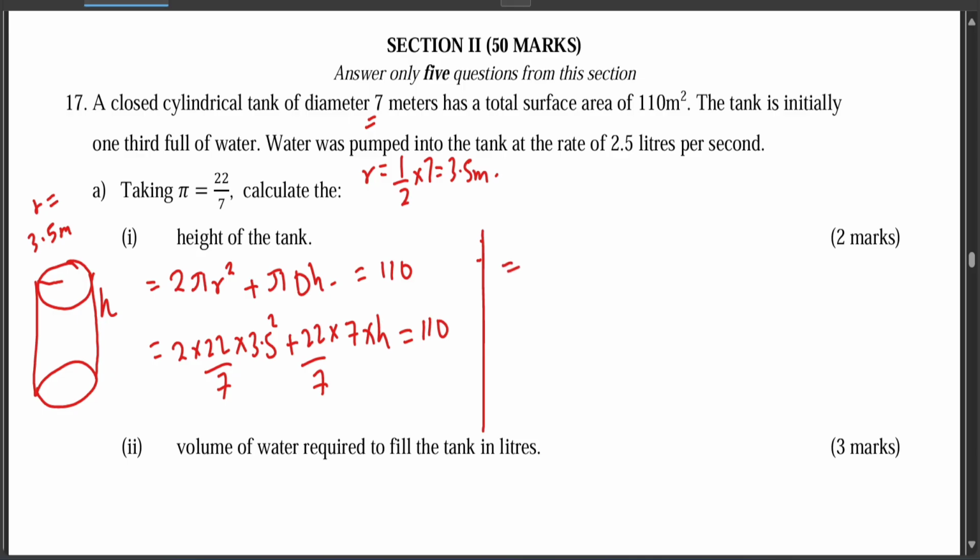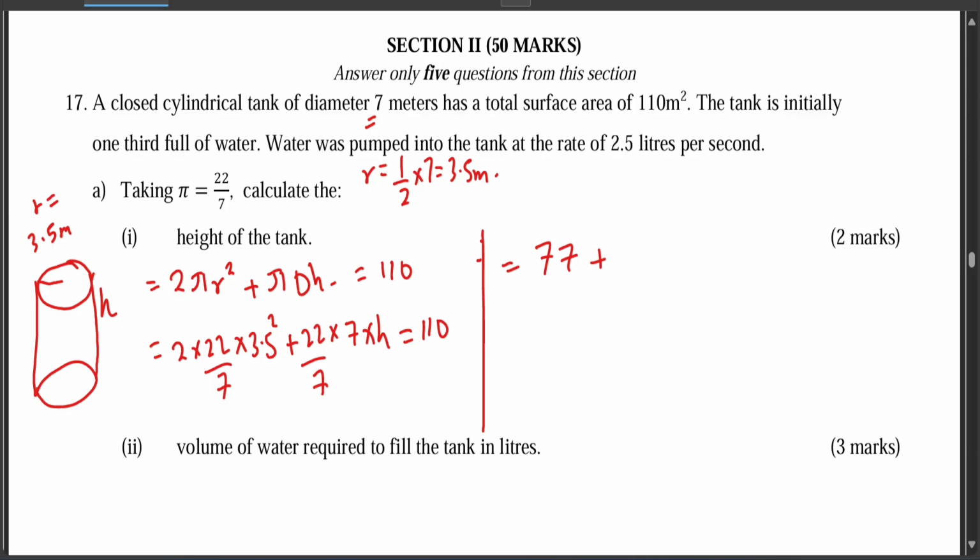Now let's find how much you get if you take 2 pi r squared. So 2 times 22/7. The reason why I'm doing 2 pi r squared is because it's a closed cylindrical tank. Therefore, you have 2 circles. So one circle gives you pi r squared, the other circle gives you pi r squared. If you sum it up, it gives you 2 pi r squared. So times 3.5 squared. For this one, it gives you 77. If you take 2 times 22/7 times 3.5 squared, it gives you 77.